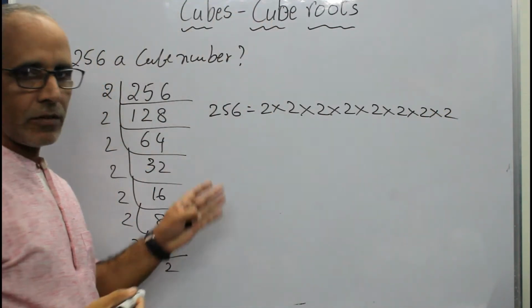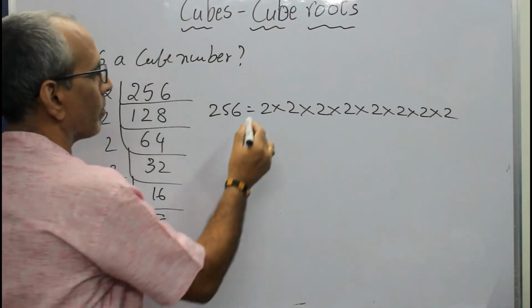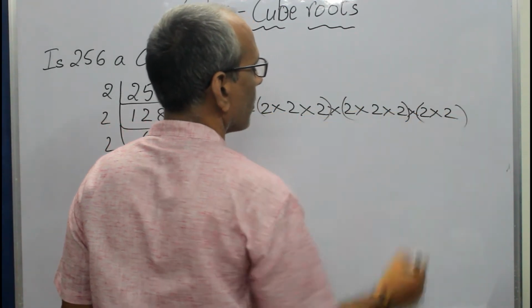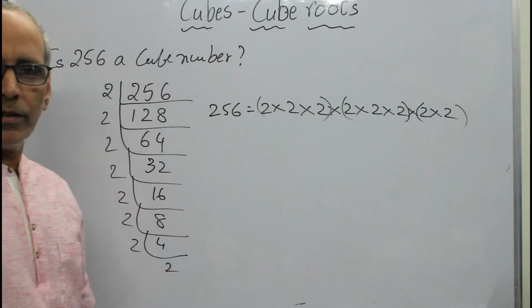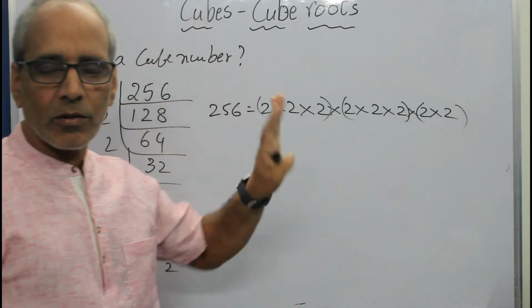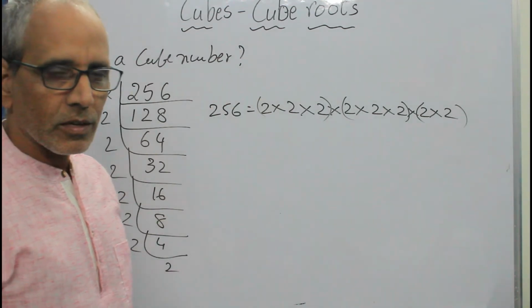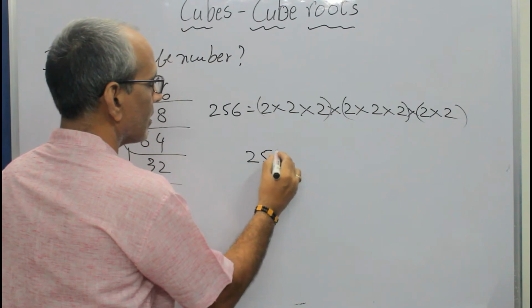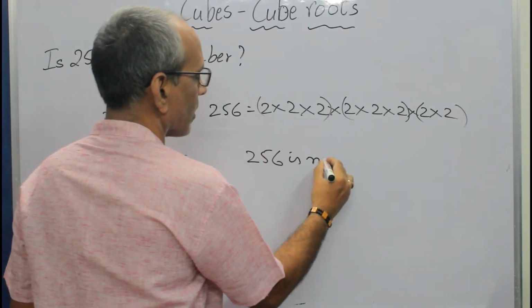Divide all the prime factors into triples. First triple, second triple, and then no. So one of the triples has no partner. So this is not a cube number. 256 is not a cube number.